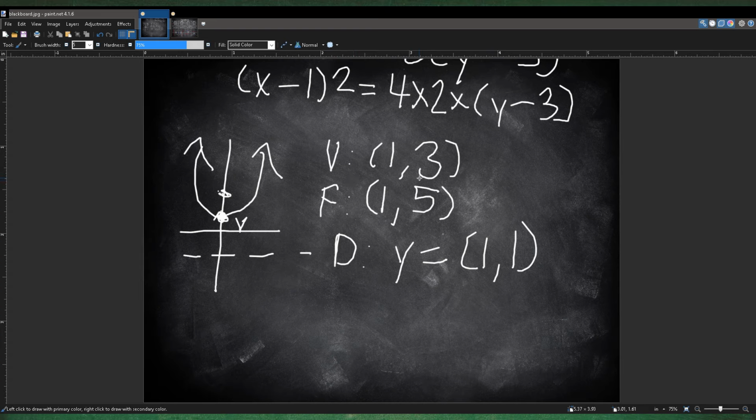Add the 2 to the y coordinate if it's concave up. So then you get the focus (1, 5), and then subtract 2 away to get (1, 1). That's kind of like equal distance, basically. So it's 2 up and 2 down from the vertex. And you get these, so you've got all the properties basically like that.